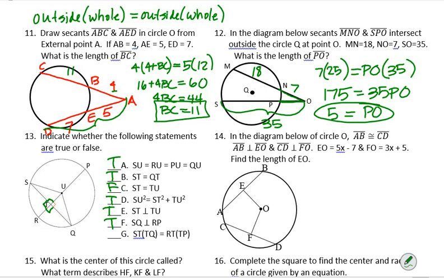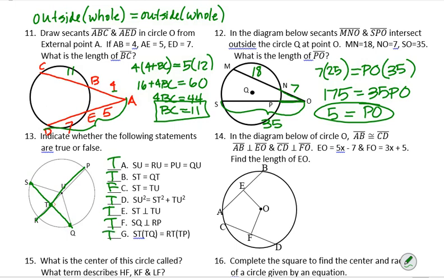And then it says ST times TQ is equal to, so that would be that, and then RT times TP. Yes, because those are 2 chords that intersect inside a circle, so that would also be true.